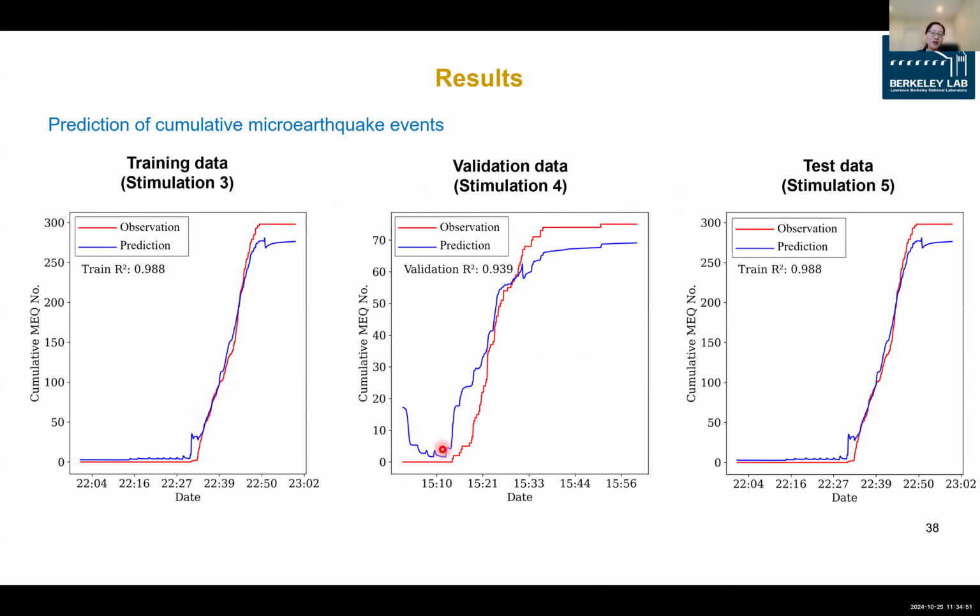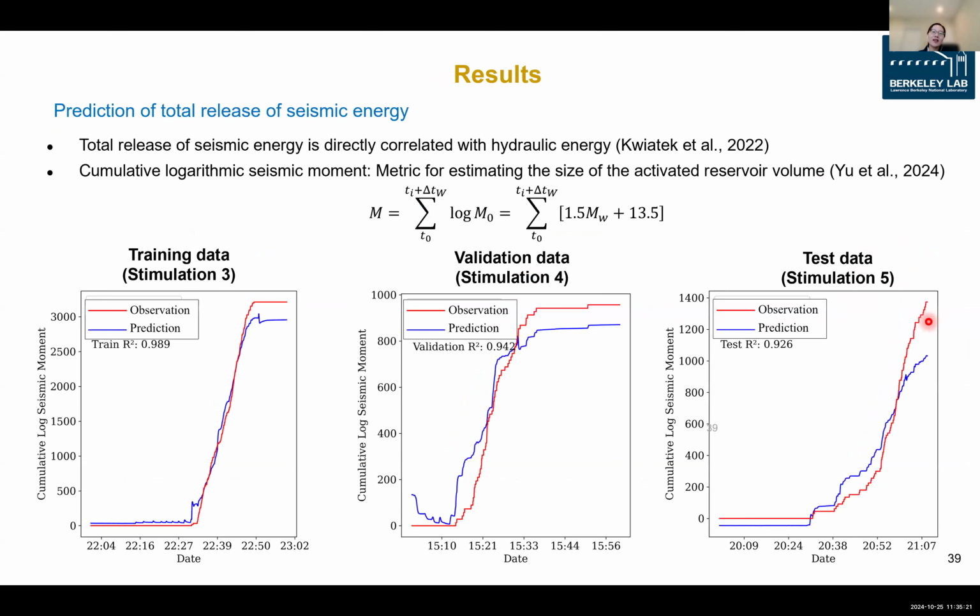And here are the results of the cumulative MEQ. We see that the prediction was quite good, despite some deviations in the validation, stimulation 4, but the stimulation 5 prediction was able to achieve very high accuracy with R squared almost 0.99. And then we also try to correlate the seismic energy to the hydraulic energy, which can represent the activated reservoir volume.